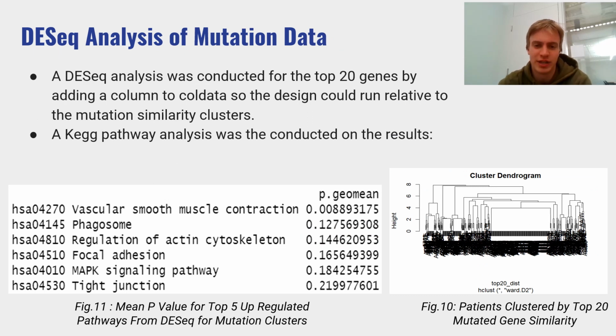As seen in the cluster dendrogram, patients were clustered according to their similarity in the top 20 genes that were mutated. Then, using those clusters, a DESeq analysis was conducted, and from that differential expression analysis, KEGG pathways could be obtained. The top 5 upregulated pathways from that analysis were vascular smooth muscle contraction, regulation of the actin cytoskeleton, focal adhesion, and the MAPK signaling pathway.